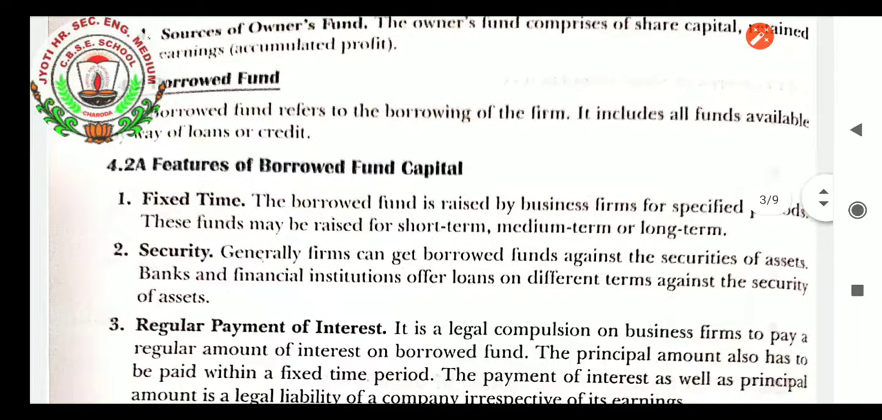Features of borrowed fund capital. Very first feature is that it has a fixed time. Definitely, the borrowed fund is raised by business firms for a specified period of time. This fund may be raised for short term, medium term, and long term.